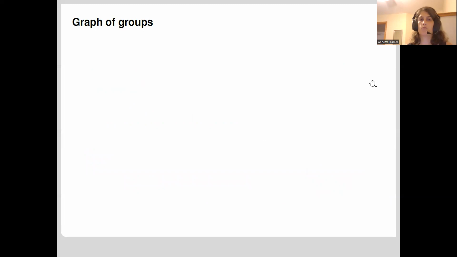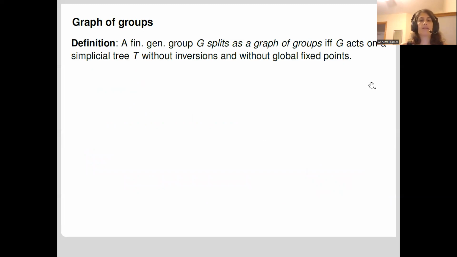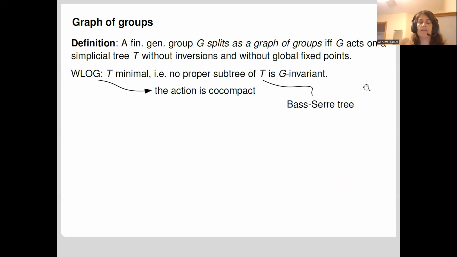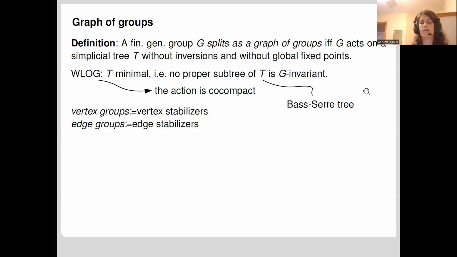What is a graph of groups? A finitely generated group splits as a graph of groups if it acts on a simplicial tree without inversions and without global fixed points. We can assume without loss of generality that T is minimal, which means that there is no proper subtree which is G-invariant. Then the action on the tree is cocompact. And the tree T is called the Bass-Serre tree. The vertex groups are the vertex stabilizers, the edge groups the edge stabilizers. And the quotient is always a labeled graph.